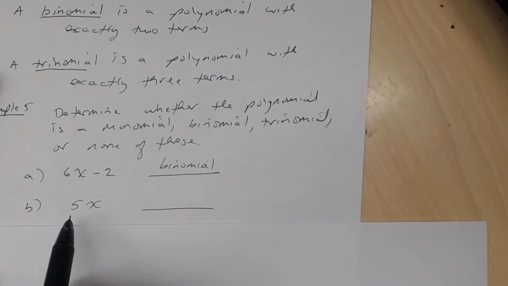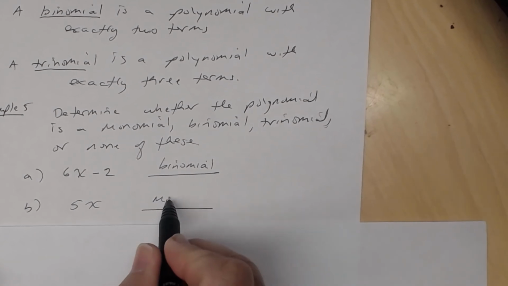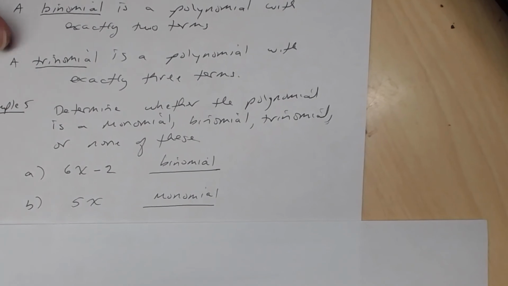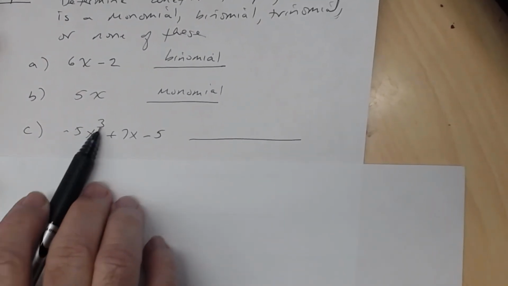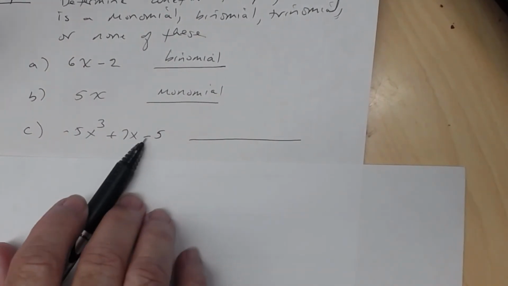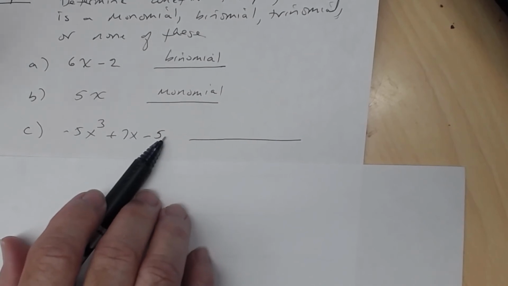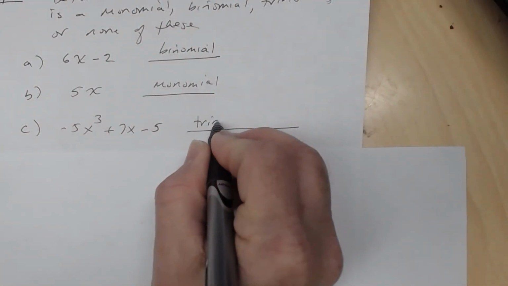Okay, the next one, when you read it, this is 5x. That's 1 term, 5x. That's a monomial. The next one, if you look at this one, we have a -5x cubed, so that's 1 term. We have a +7x, so that's number 2. And we have a -5, so that's number 3. Remember, -5 is called your constant since it doesn't have a variable. So there are 3 terms here, so that's called a trinomial.